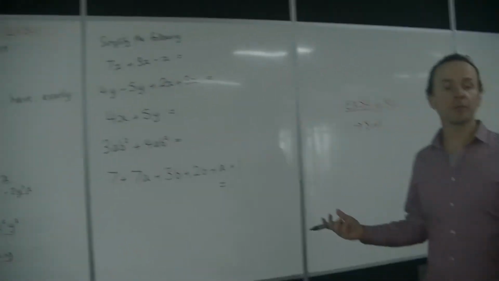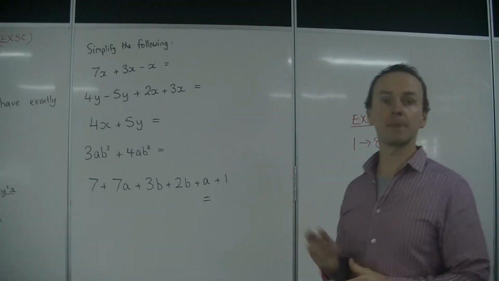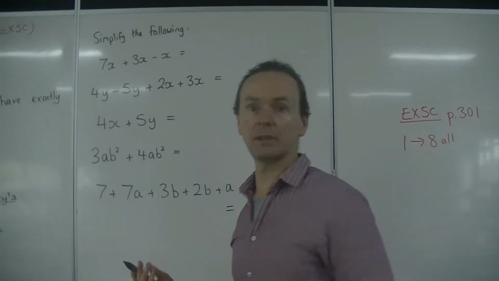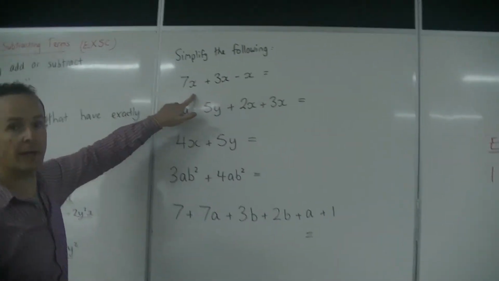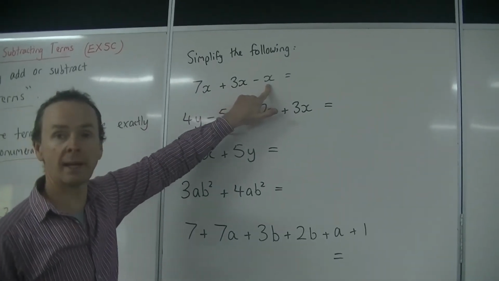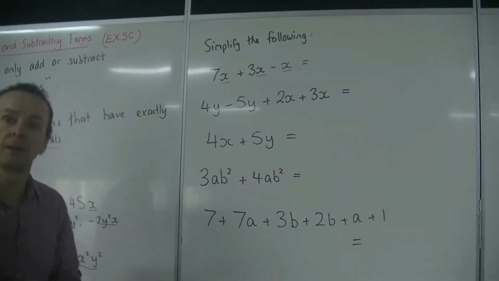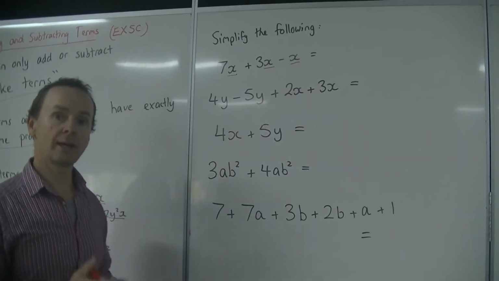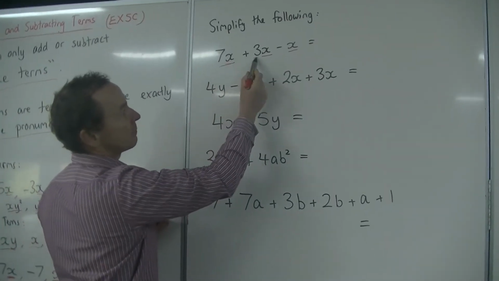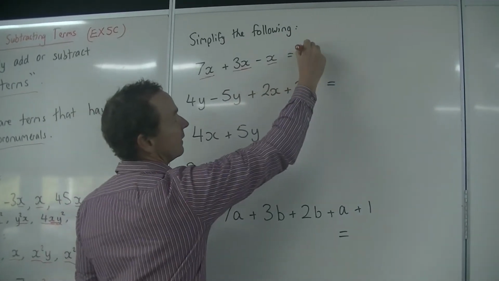So, what do you have to do? All you have to do for this topic is simplify the following. So simplify some expressions. When it says simplify, you simplify by collecting like terms. So let's find the like terms. 7x plus 3x minus 1x. They are all like terms because it's an x term, an x term, and an x term. Since they are all like terms, we can add and subtract them. Okay, so let's do it from left to right. 7x plus 3x is 10x. 10x minus 1x is 9x.